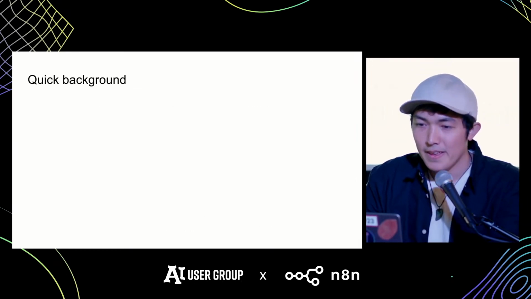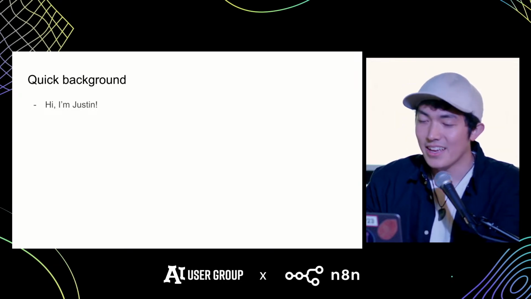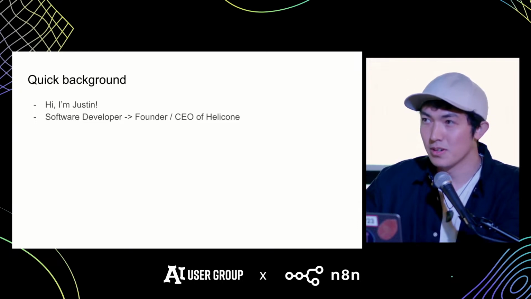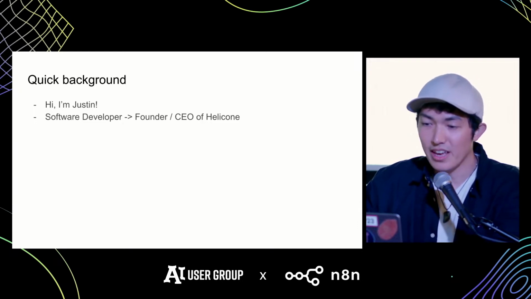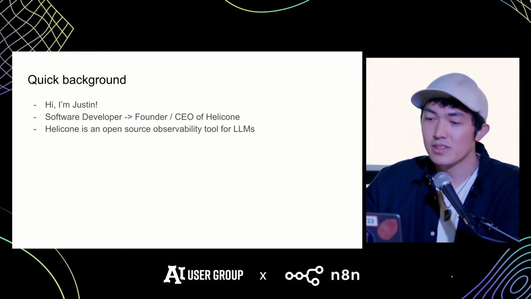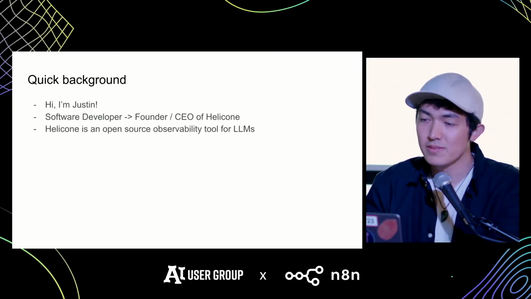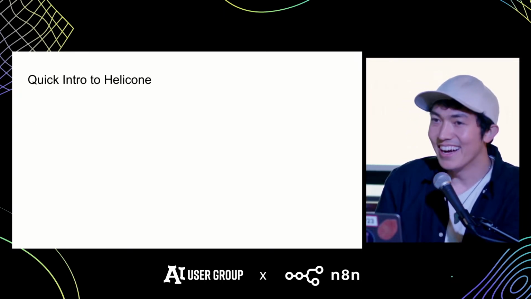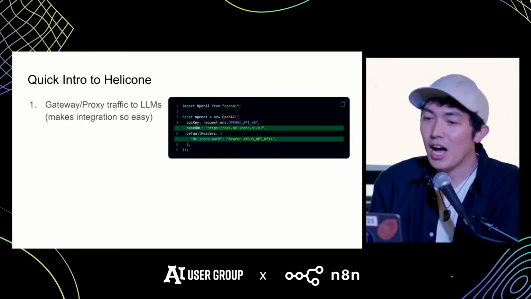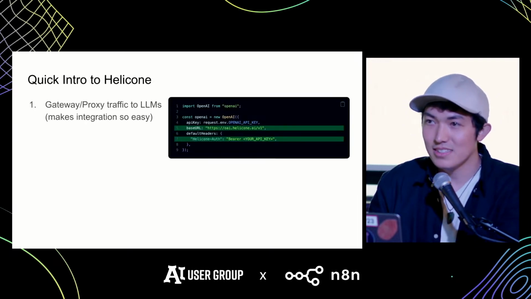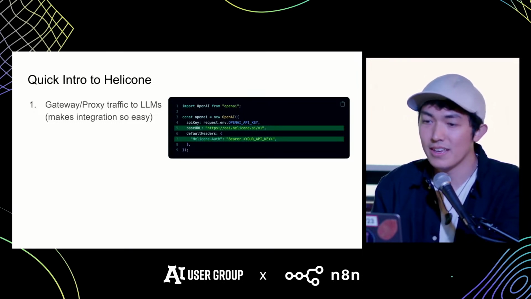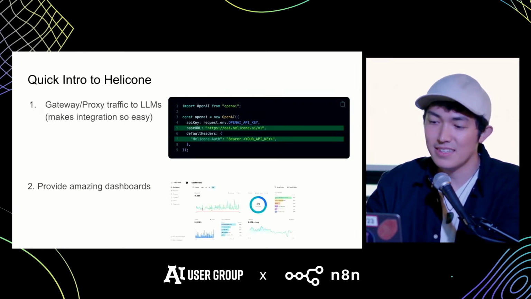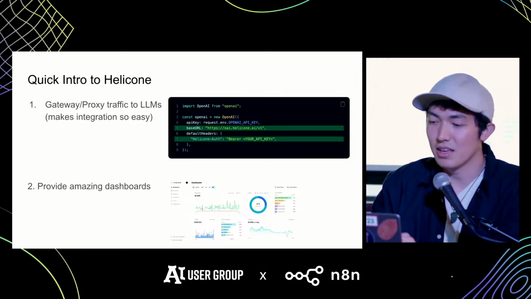Quick background. I'm Justin, a software developer by trade. I left my individual contributor software developer role to start a company called Helicone. Helicone is an open source observability tool for language models. You've been hearing about LLMs all night, and you're going to keep hearing about them for a little bit longer. Helicone is a really easy way for developers to get started logging with their LLM applications. It's just two lines of code, and then instantaneously you get amazing dashboards that get populated with all of your data.